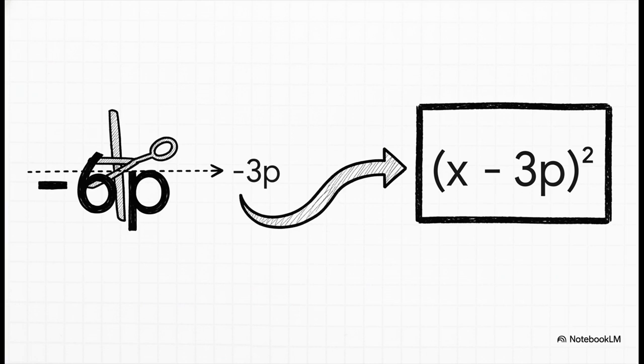Okay, steps 1 and 2. We look at the coefficient of x, which is negative 6p. We chop that in half. What do we get? Negative 3p. Perfect. Now we just put that inside a squared bracket right next to the x. So we have (x - 3p) squared.